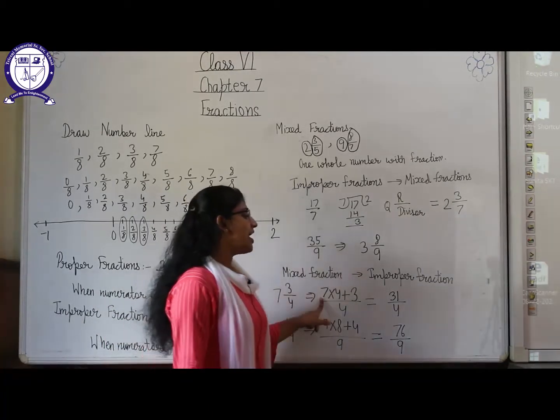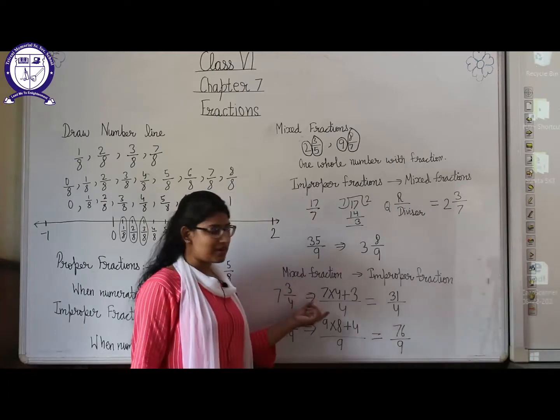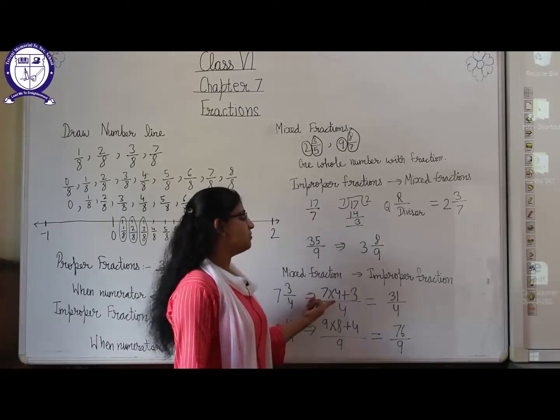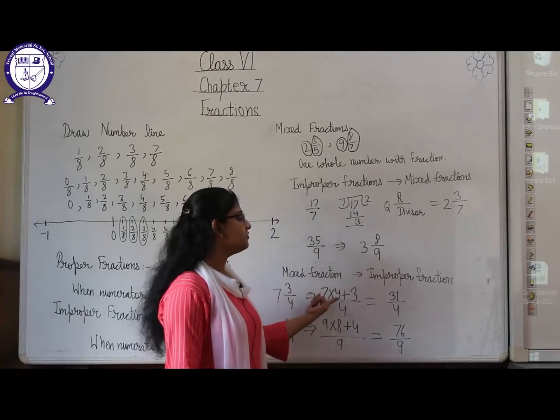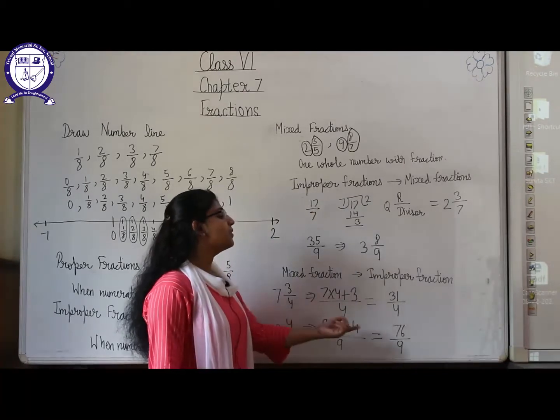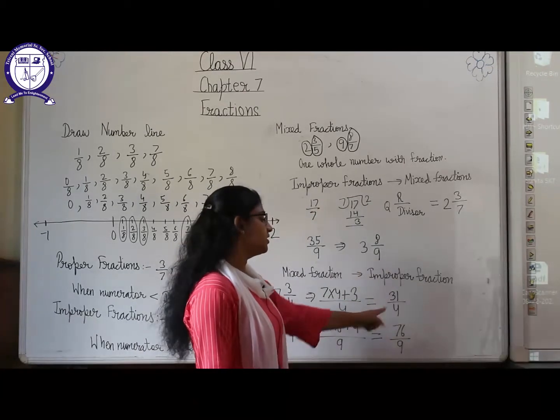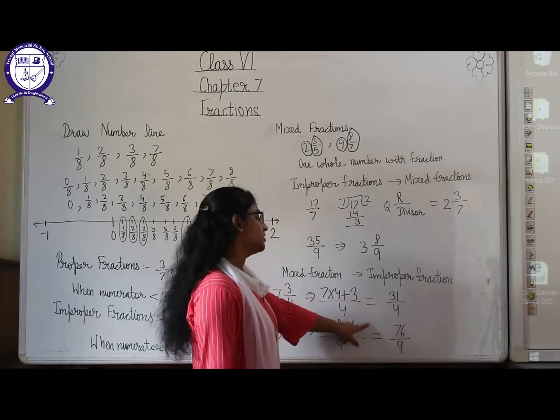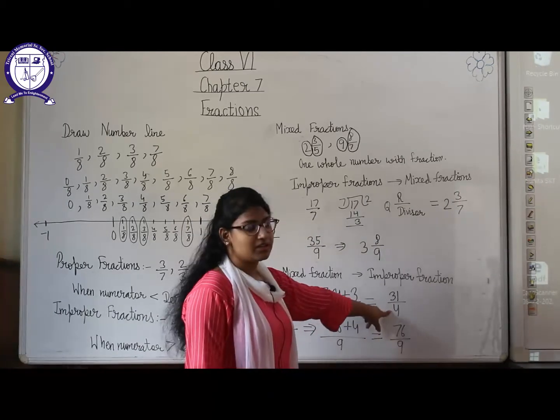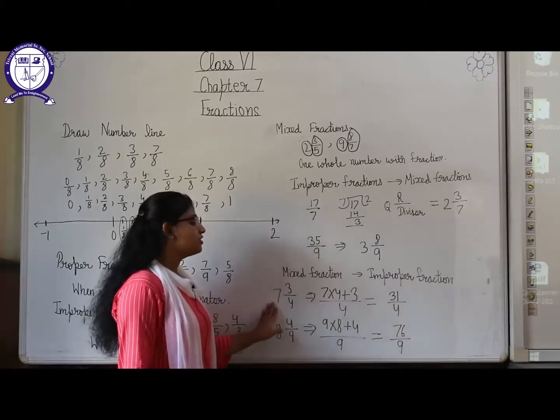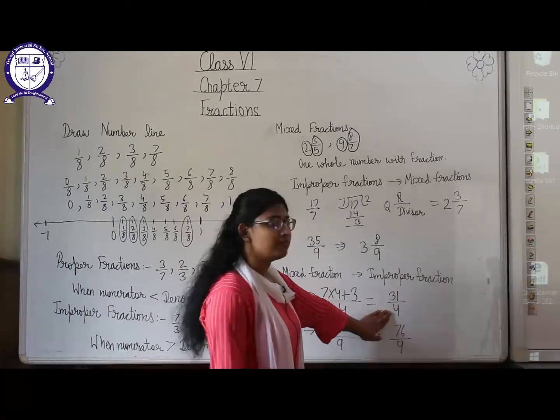So here, as we know that we have to follow the BODMAS formula, it means we will multiply first. So 7 times 4 is 28, and 28 plus 3 will be 31. So 31 will be the numerator, and 4 is the denominator here. So 7 3/4 is changed into 31/4.